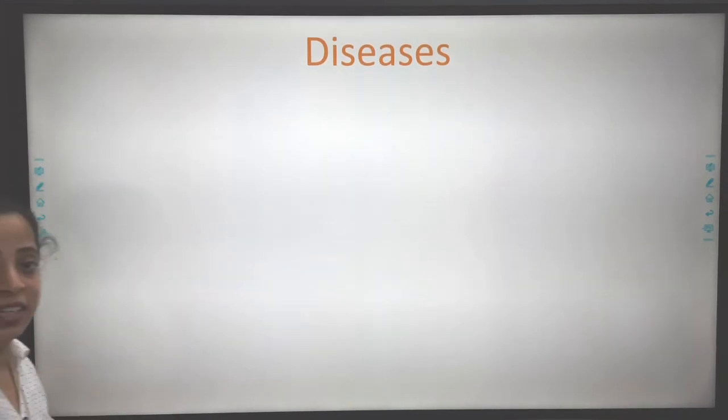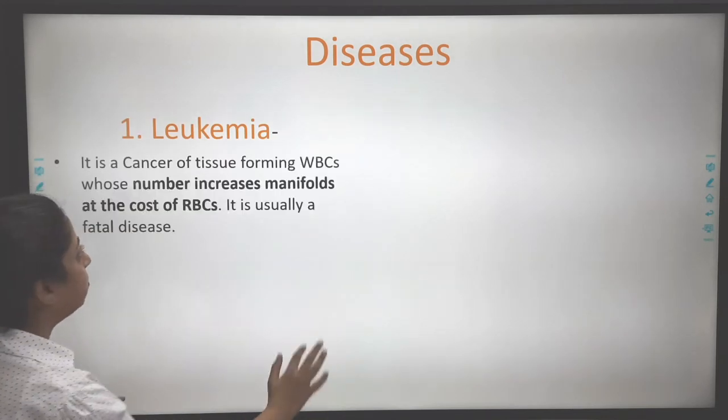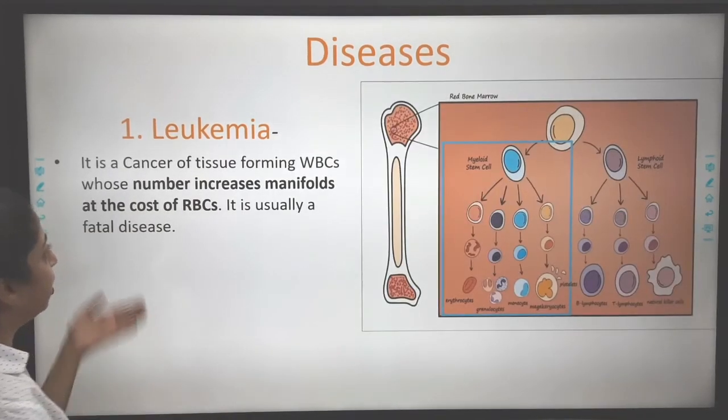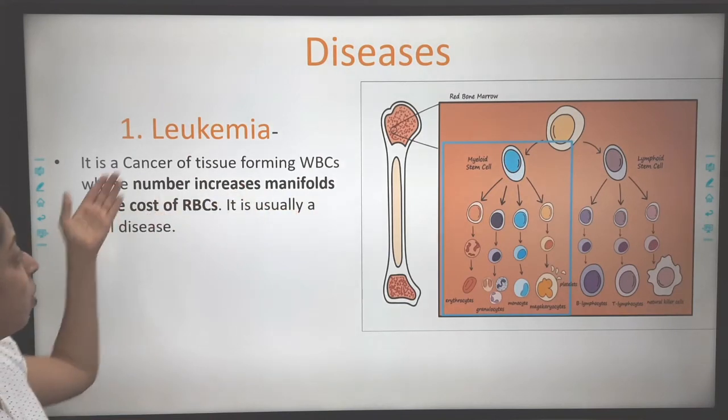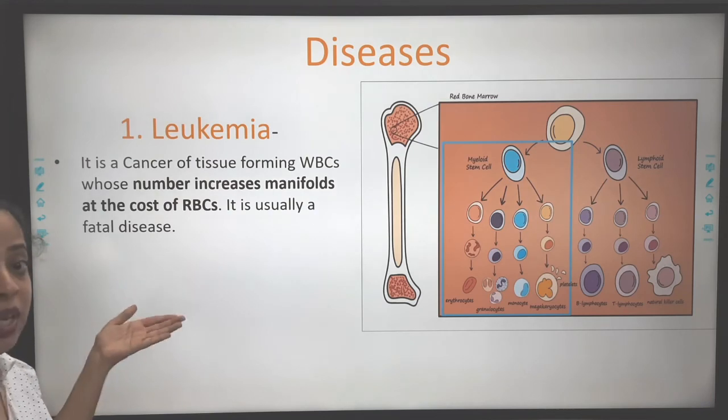Now let us study the diseases. First is leukemia. It is a cancer of tissues forming WBCs whose number increases many folds at the cost of RBC, and it is usually a fatal disease.